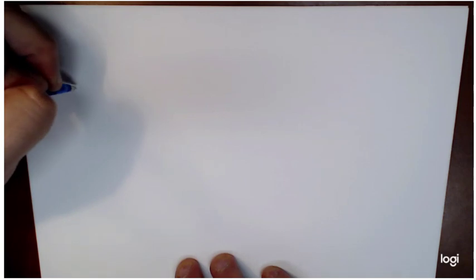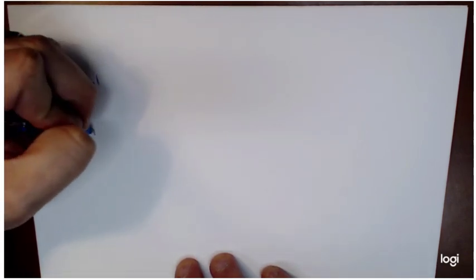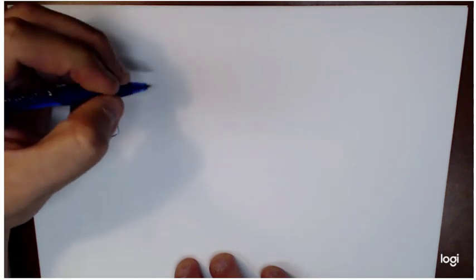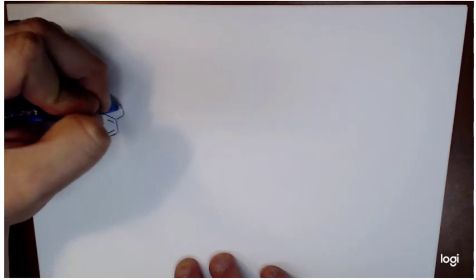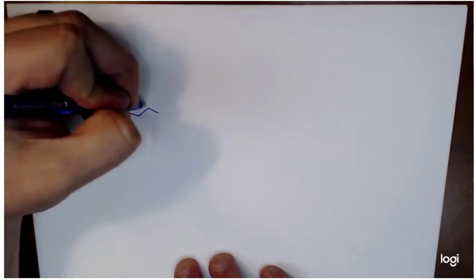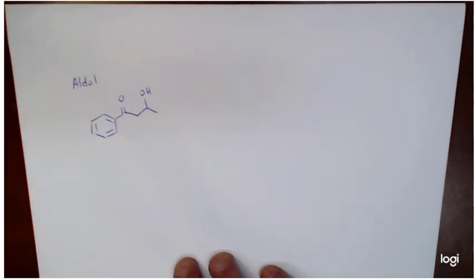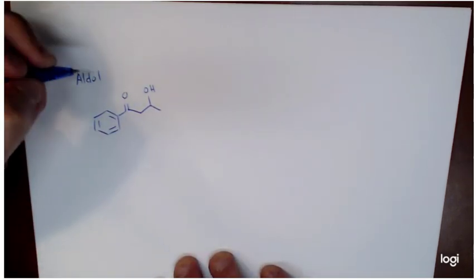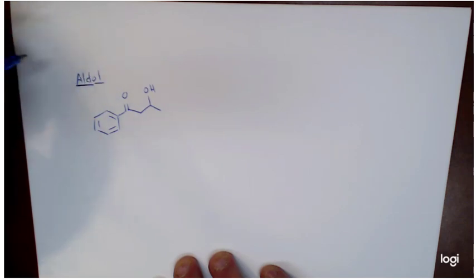Hello everyone. This is the pre-lab lecture for crossed-aldol condensation. So that brings the point, first off, what is an aldol? Well, an aldol, an example here would be something like this, a structure like this. So you want to break down aldol, right?